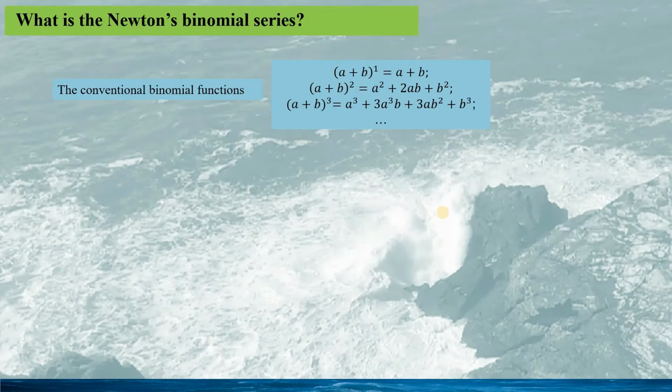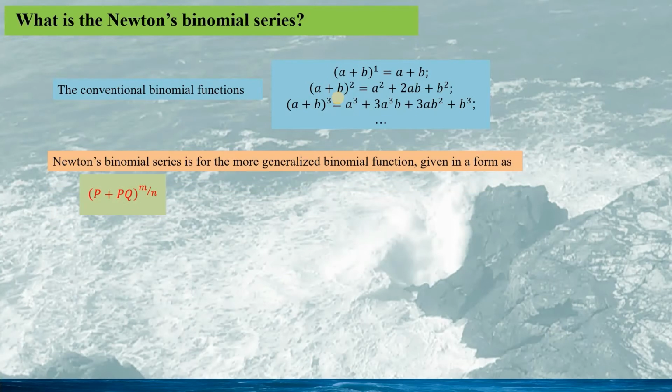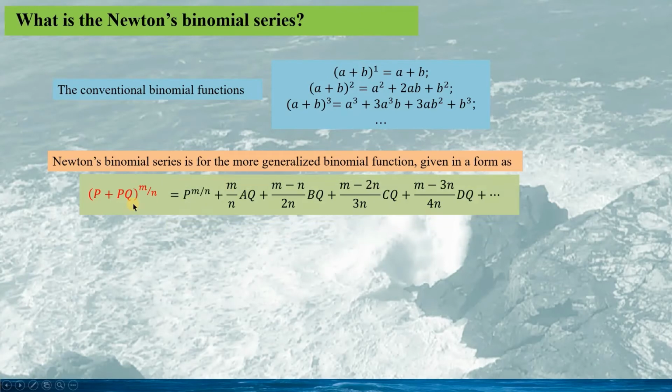As we have learned in secondary schools, or some even in primary schools, the conventional binomial function would be given as this. And here we can see the exponent is a positive integer. And Newton's binomial series is for the more generalized binomial function, given in a general form as this, and the expansion of this binomial function in this form.